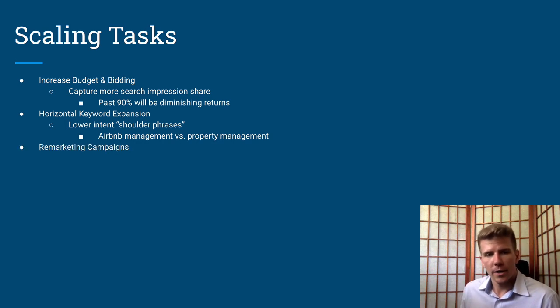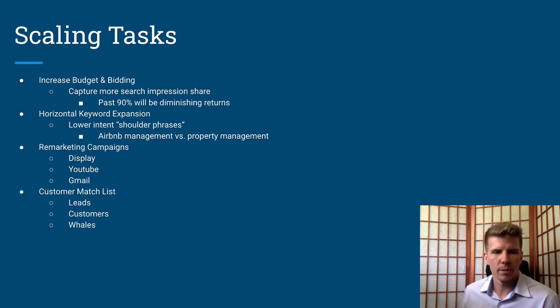Then you can expand obviously through remarketing campaigns, display, YouTube, Gmail. And then you can expand even further by customer match lists, leads, customers, whales. Whales is just people who spend a lot of money, so the customers that spent a lot. And this customer match list can be used in audience signals, once again, for YouTube or display, and even Facebook. So those systems or those platforms can find new people that are similar to these lists that you're giving them.